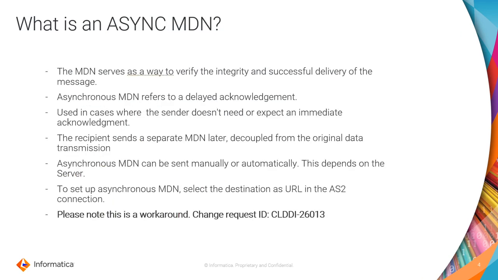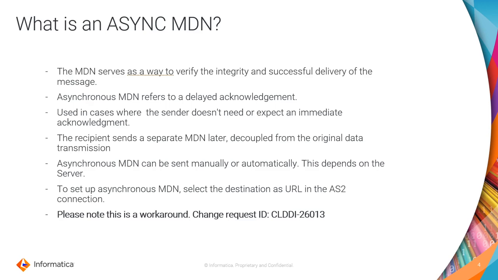What is an ASYNC MDN? The MDN serves as a way to verify the integrity and successful delivery of the message. MDN stands for Message Disposition Notification. There are two types of MDN, synchronous MDN and asynchronous MDN. In synchronous MDN, we receive a receipt as soon as we send a file. It happens in the same connection. Whereas in the case of asynchronous MDN, we send a file and we receive the receipt after some time. It happens through a different connection.